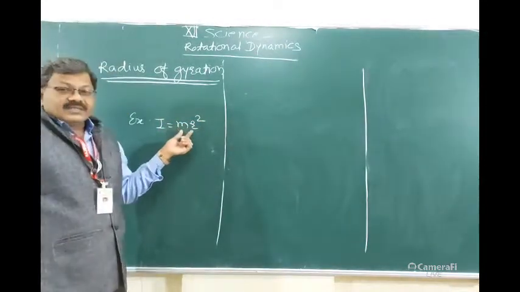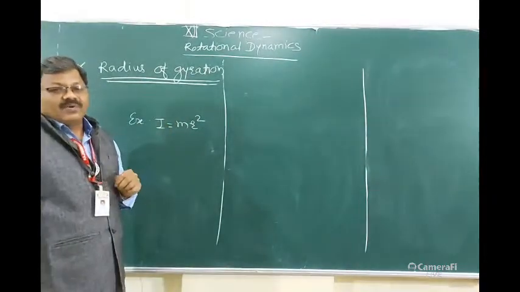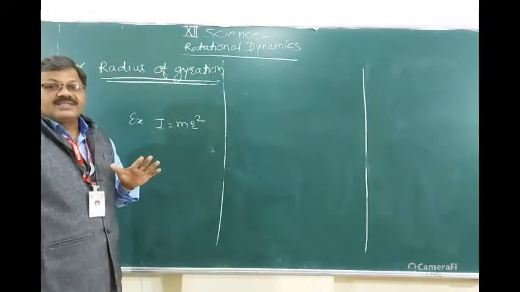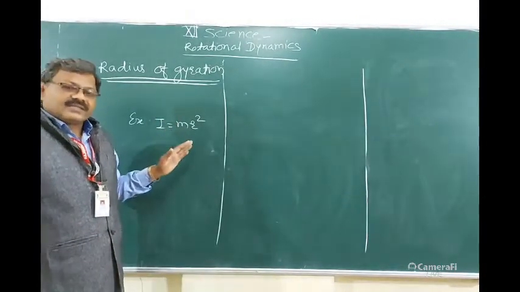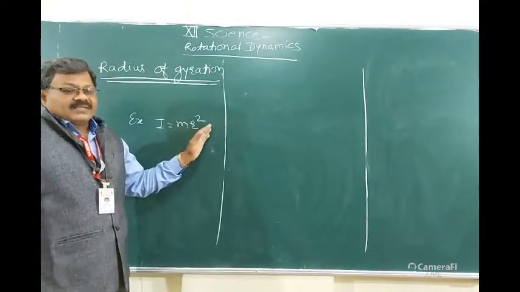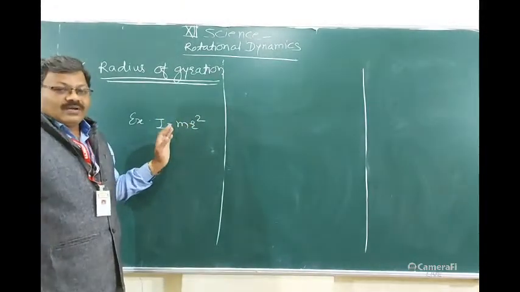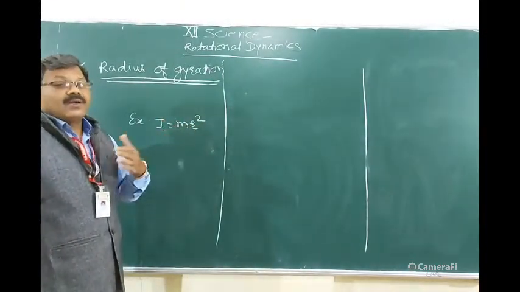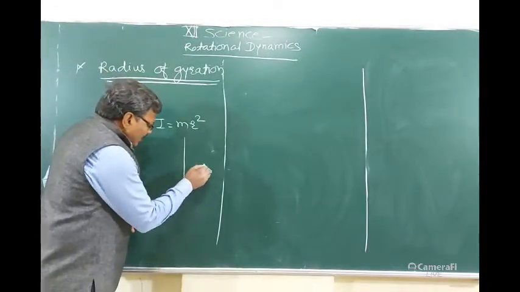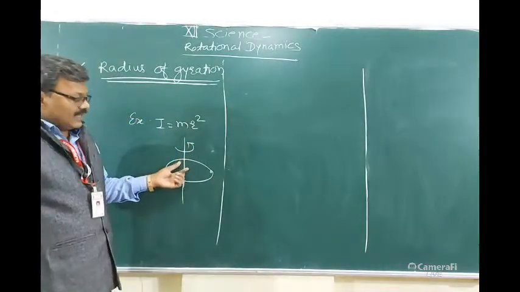This moment of inertia depends upon the mass, and it also depends upon how the mass is distributed about the axis of rotation, or around the axis of rotation. Suppose one body is rotating about this axis.